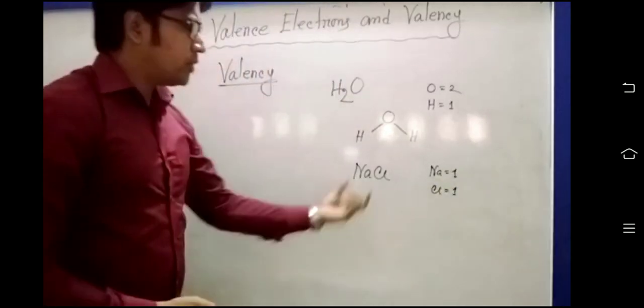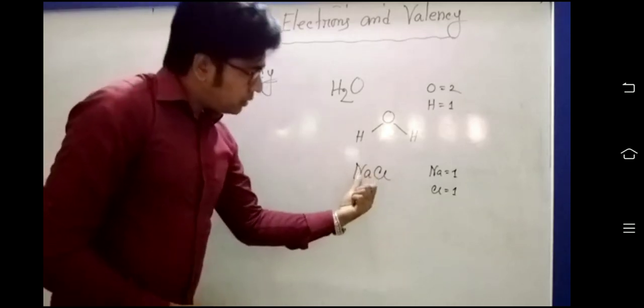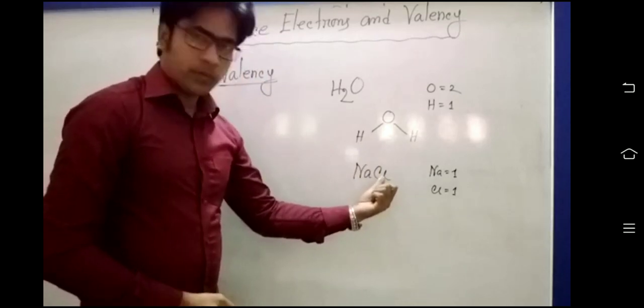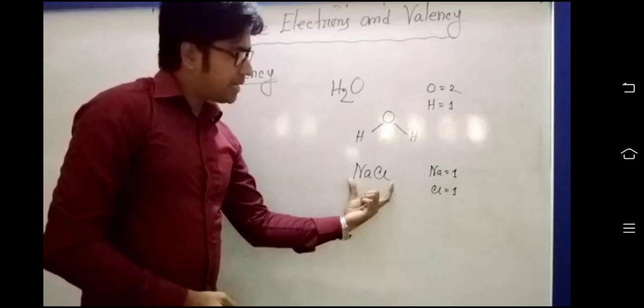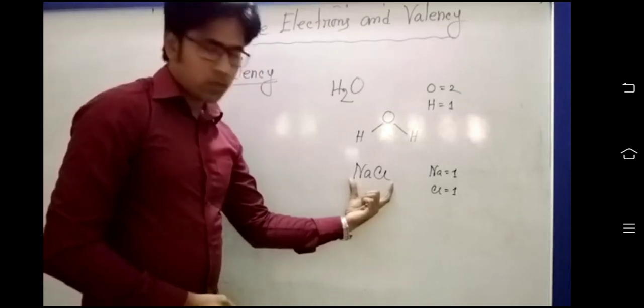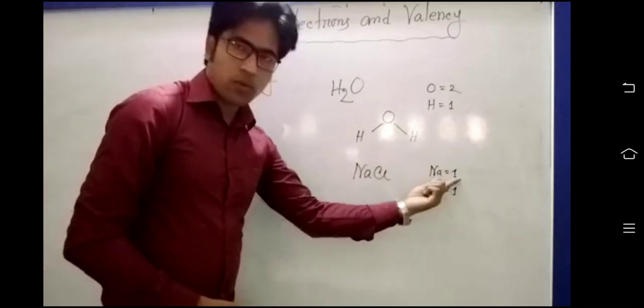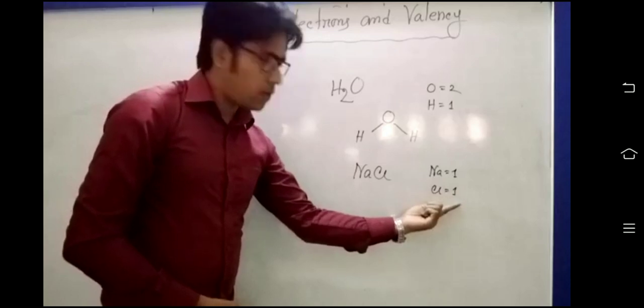Why? Because in this compound sodium donates 1 electron to chlorine and chlorine receives that electron. So here this bond is formed by the donation and acceptance of an electron. One electron is donated by sodium, that's why the valency of sodium is 1. One electron is accepted by chlorine, so the valency of chlorine is 1.